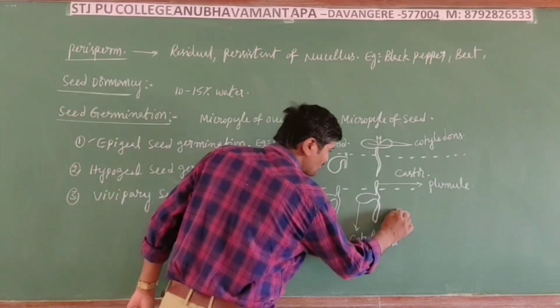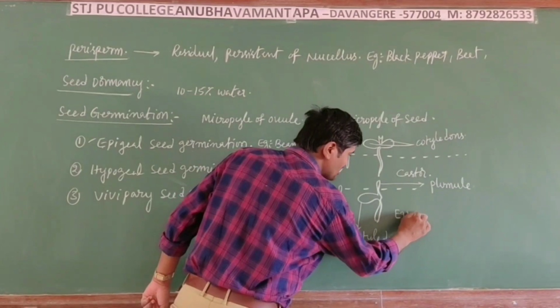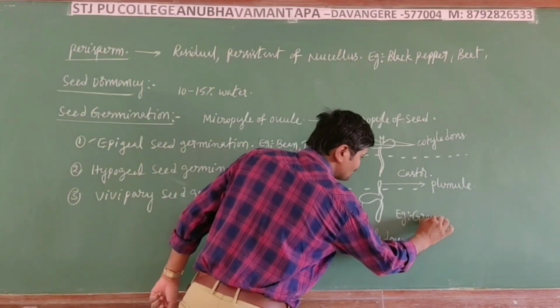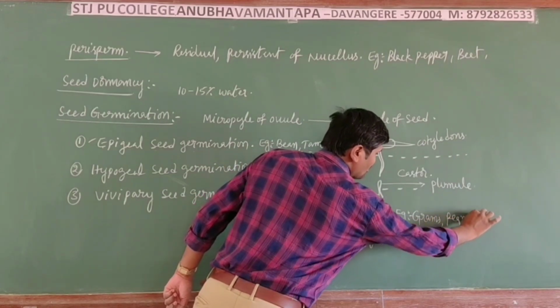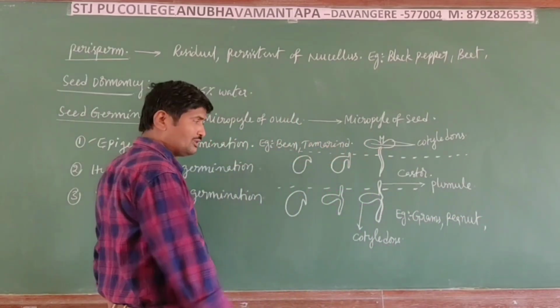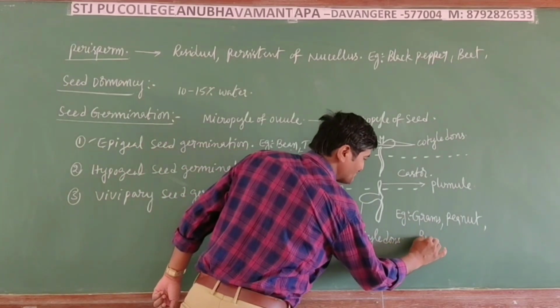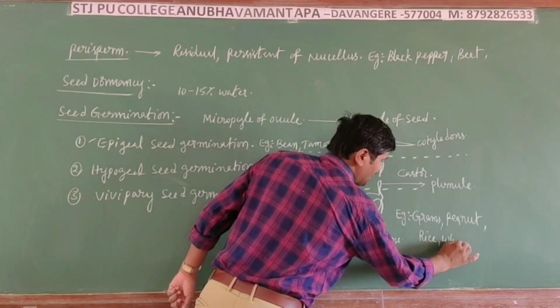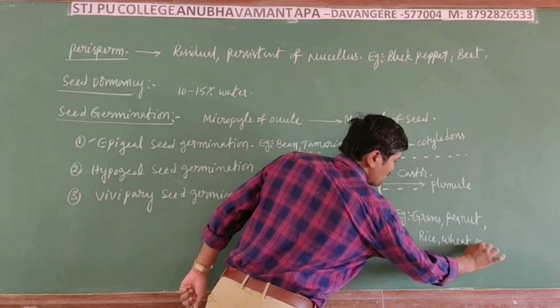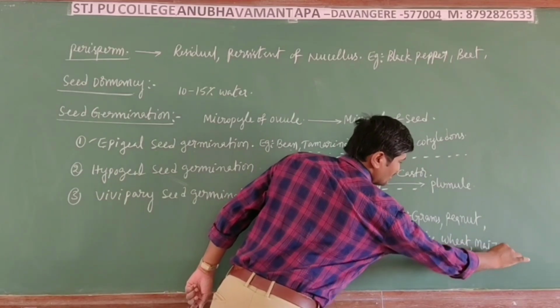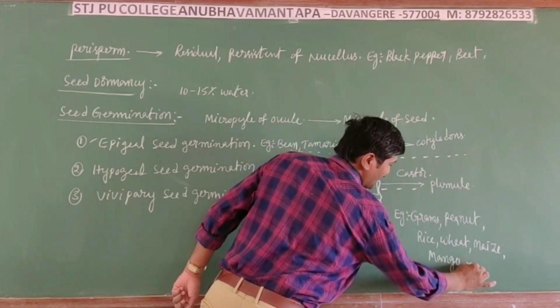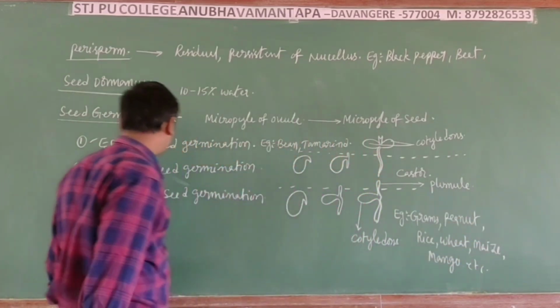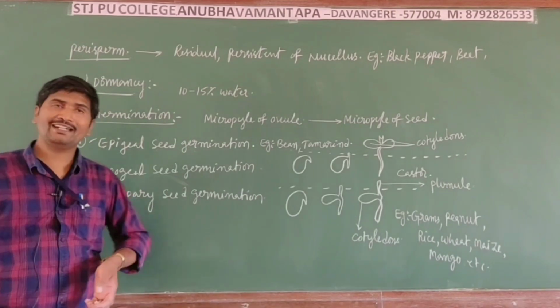The best examples for hypogeal seed germination: all grams, peanut, meaning groundnut, rice, wheat, maize, mango, okay, etc. These are all examples for hypogeal seed germination.